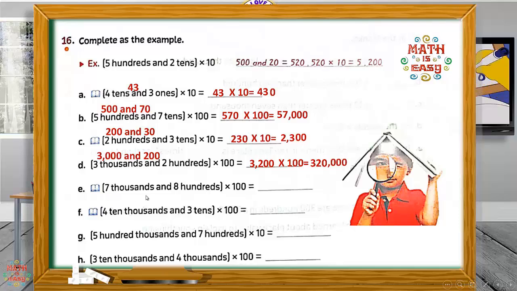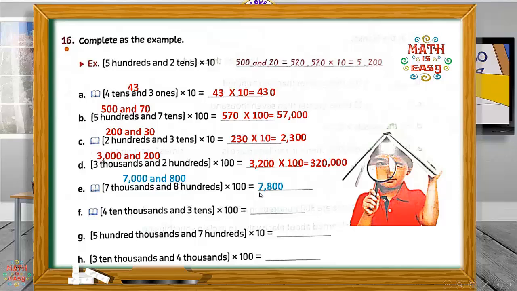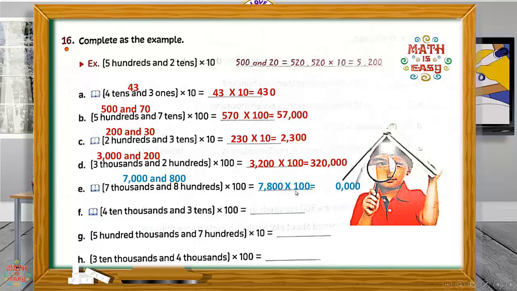E. 7,000. 7,000s means 3 zeros here. Hundreds, 2 zeros. So I have 7,800. Make addition. Now I have 7,800 multiply 100 equals what? Count the zeros in the first number and put them out. 1, 2, 3, 4. Put 4 zeros out. And don't forget the comma. 1 times 78 equals 78. I think this way is so easy.